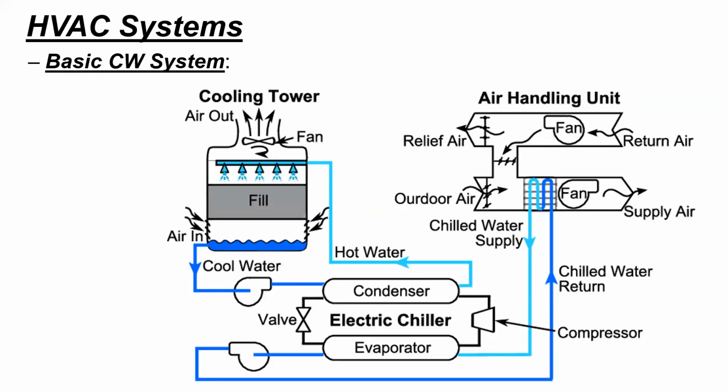More on other types of HVAC systems. This is how an electric chiller looks. You have cooling water, and you have a cooling tower serving the condenser of the chiller. An evaporator has its own loop to provide cooling for the building.